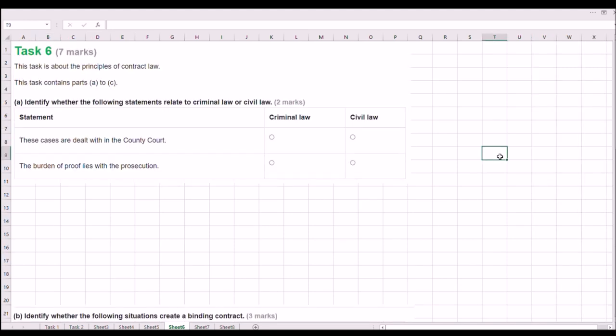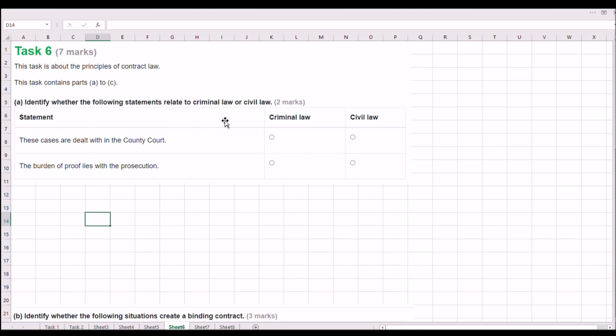Okay, so taxes. So we got some law here. Now we open up with contract law. It sort of says about contract law, principles of contract law. It's not actually about contract law at all. It's about the English legal system. It says contract law in the syllabus, which would narrow it down significantly. But it's actually not. It's a lot of the English legal system in here. Fortunately, the questions aren't that hard.